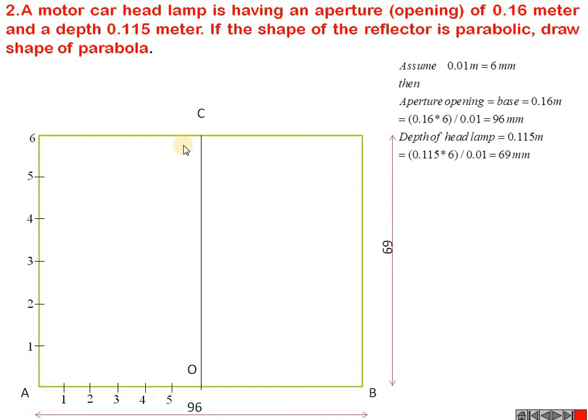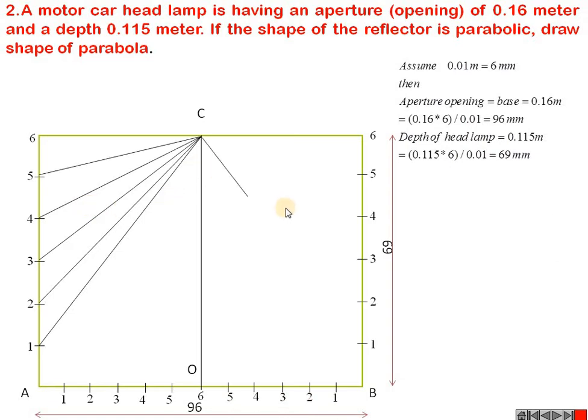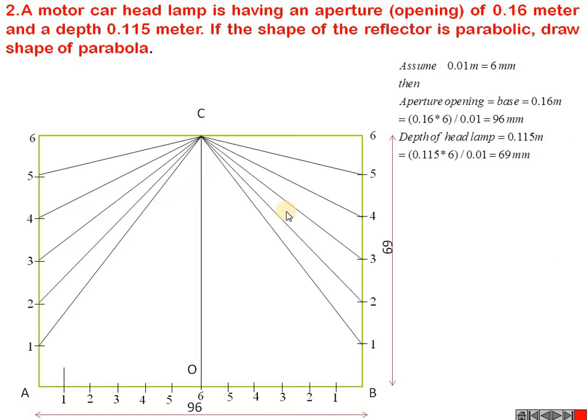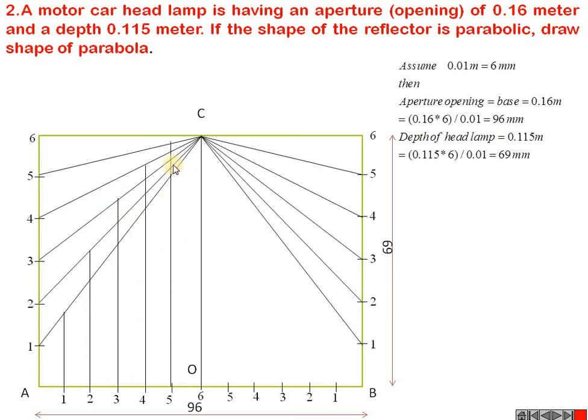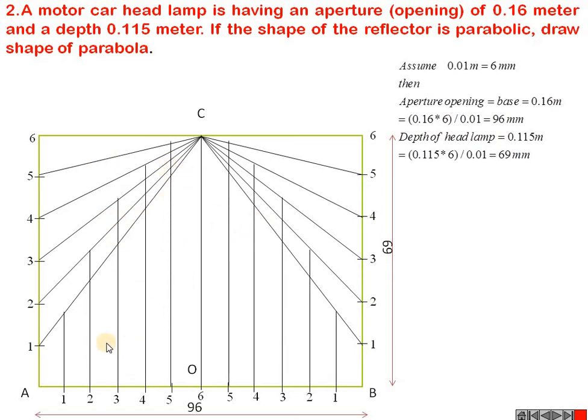Okay, now the next step is to join the lines C1, C2, C3, C4, C5. Similarly on the other side, and then join from 1 to 1 dash, 2 to 2 dash, 3 to 3 dash, 4 to 4 dash, 5 to 5 dash. Similarly here. Then you will get the points P1, P2, P3, P4, P5, P6, P7, P8, P9, P10 and P11. Draw a curve passing through these points using the French curve. You will get the parabola.